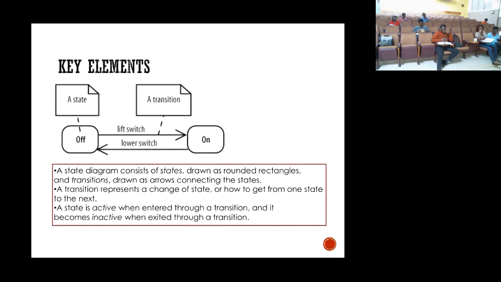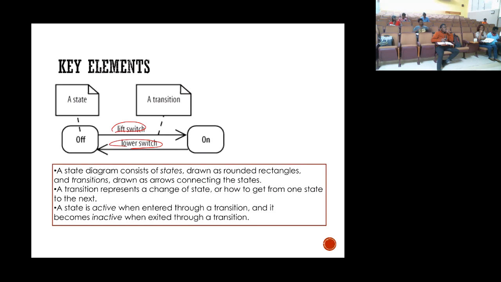So here's another one of our typical examples, a light switch. On and off represent the two possible states of the light switch, and the transitions that can exist between them are lift switch and lower switch. Those two events can cause transitions. Lift switch is an event or a trigger. Lower switch can only happen if you're in the on state, and lift switch can only happen if you're in the off state.